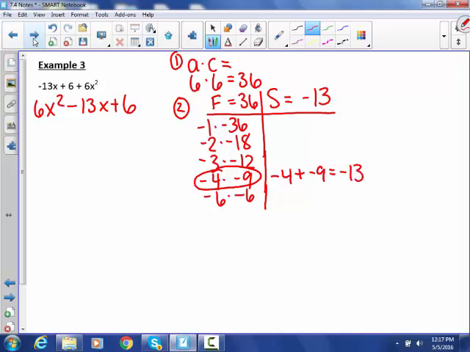Somebody's going to check. Natalie. Okay, Natalie, check it out. Okay, so let's rewrite. These are going to have x's. Don't forget to put the x's on negative 4 and negative 9 here.